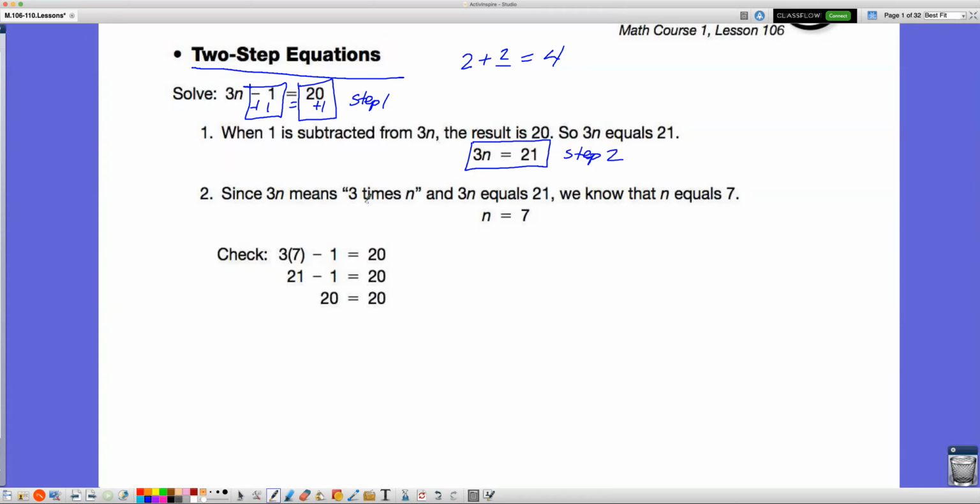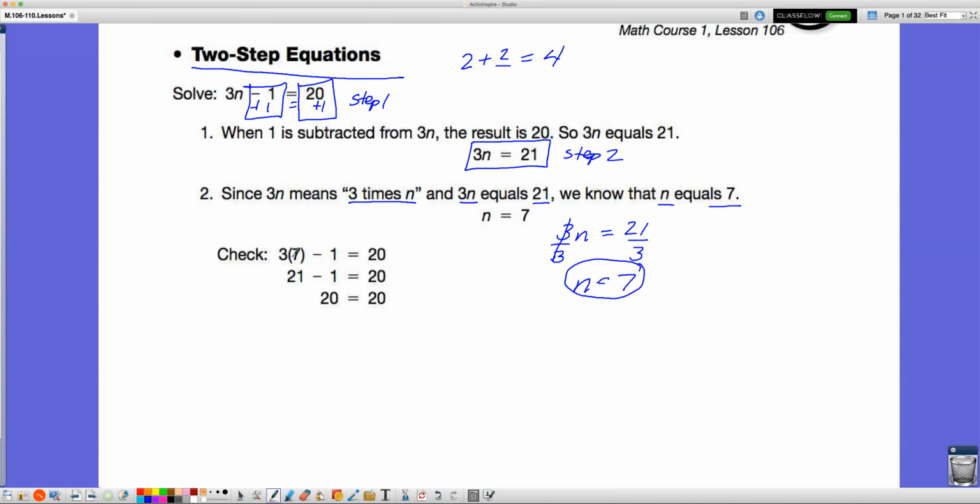Since 3n equals the same as 3 times n, and 3n equals 21, we know that n is going to equal 7. And how do I know that? Because if I take 3n equals 21 and divide this by 3, I have to do the same thing to both sides because it says it's equal. n equals 21 divided by 3, and hopefully you know what n equals. n equals 7 in that case.